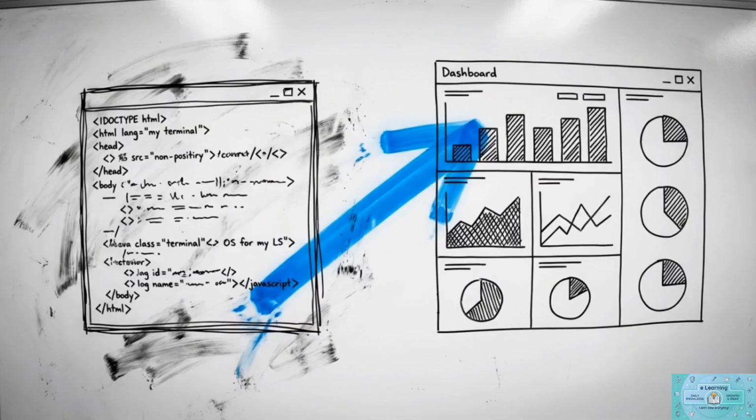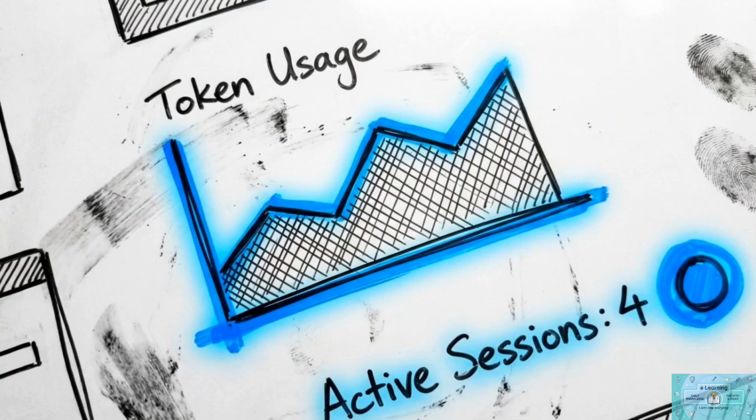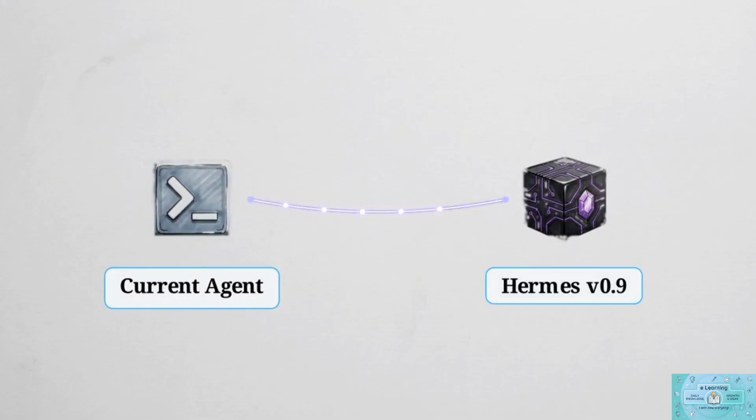This side-by-side shows the exact upgrade path we are taking today. On the left is that fragile, text-heavy command line. On the right is the Hermes version 0.9 Everywhere release, replacing the raw terminal with a visual mission control that tracks active sessions and token usage in real time. We are going to migrate your current agent over to this new system.